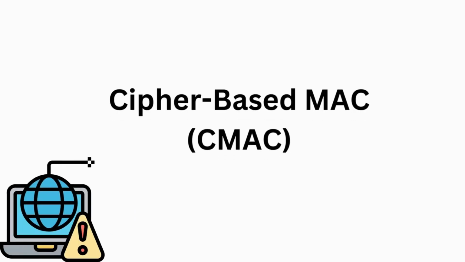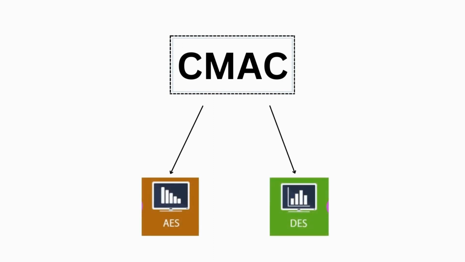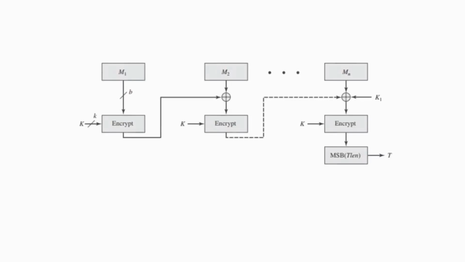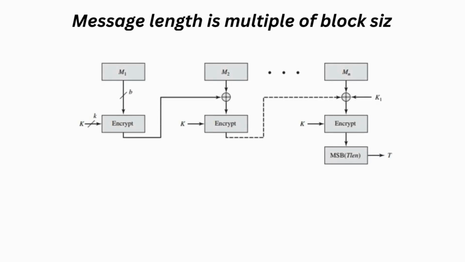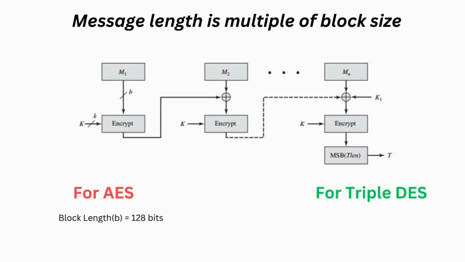Cipher-based MAC. CMAC mode of operation is used with AES and triple DES. First, let us define the operation of CMAC when the message is an integer multiple n of the cipher block length b. For AES, b equals 128, and for triple DES, b equals 64.